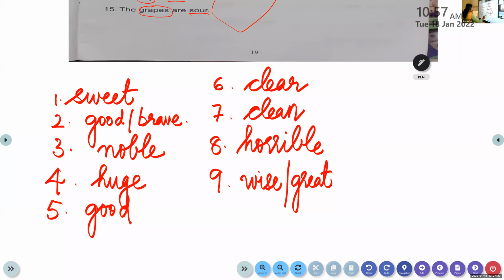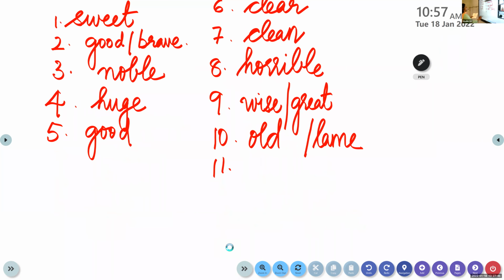Okay, then the 10th question. The dash man is old. Yes, that is the old man. Okay, or we could also write a lame man. Okay, crutch means it's a lame man. Anything we can write. And let's move on to the 11th question. Bombay has a dash harbor. Natural harbor. Okay, natural. Pronounce the word properly. It is natural harbor. Okay.